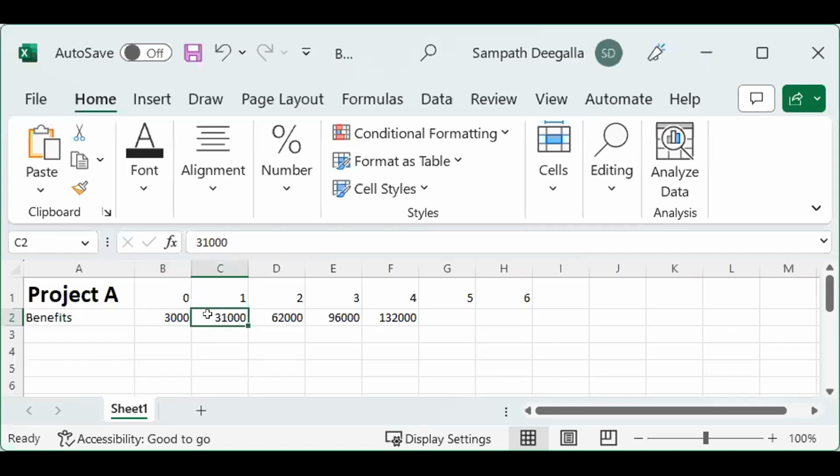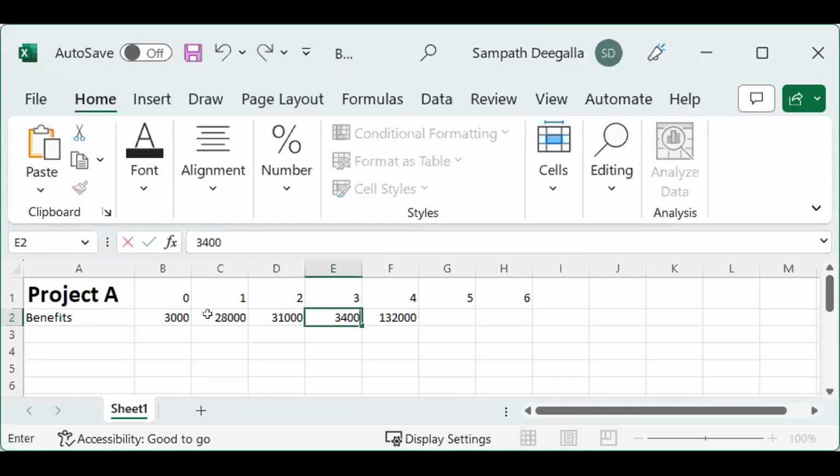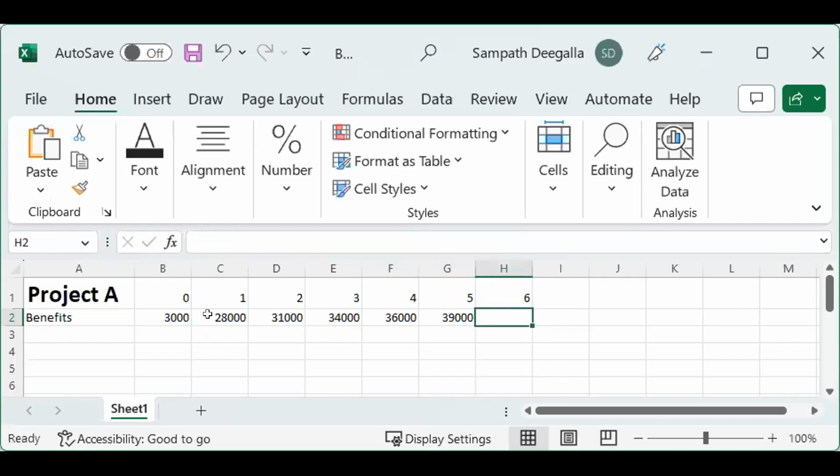3,000. So this should be 28,000. So this should be 31,000. So this should be 34,000. This should be 36,000. This should be 39,000. 42,000. So this is the future amount that we are getting. This is after 6 years we are getting the benefit 42,000.